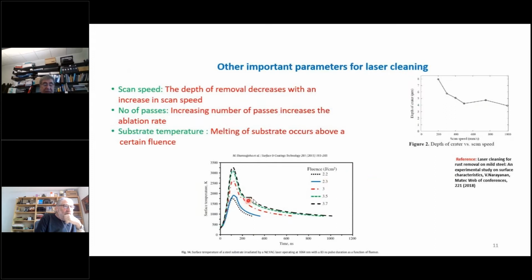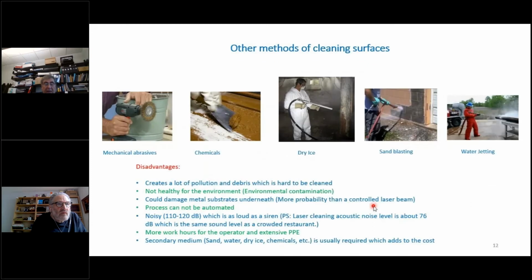But as soon as the fluence goes above that, you can see there's a sharp rise in temperature at 3 and 3.5. The temperature is rising very rapidly, and there's a lot of melting of the substrate. So one has to take that into account when you're doing the laser cleaning, what value of fluence you are using. Here is some comparing other methods of cleaning the surfaces with the laser cleaning.